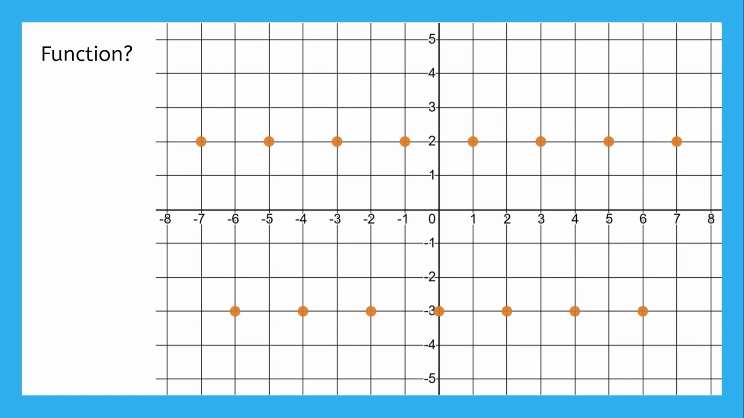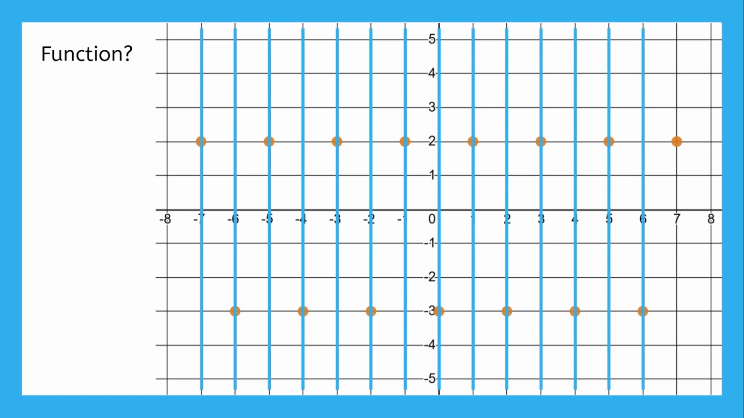Does this discrete graph form a function? Pause the video and test it yourself. The vertical line test shows that each input has only one output. So this is a function.